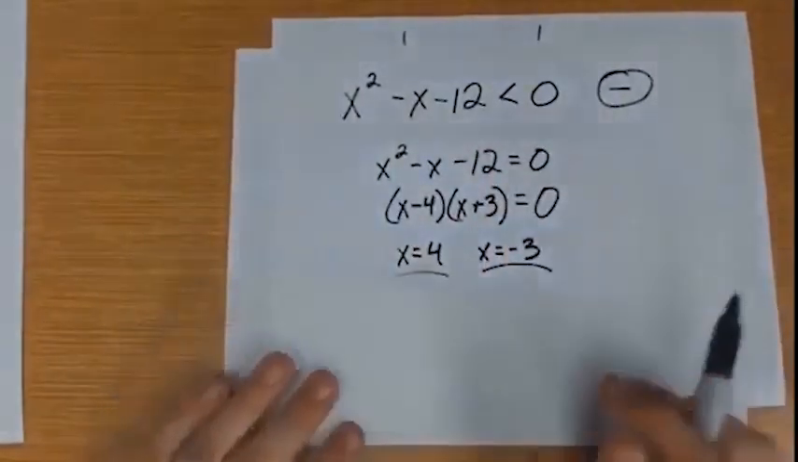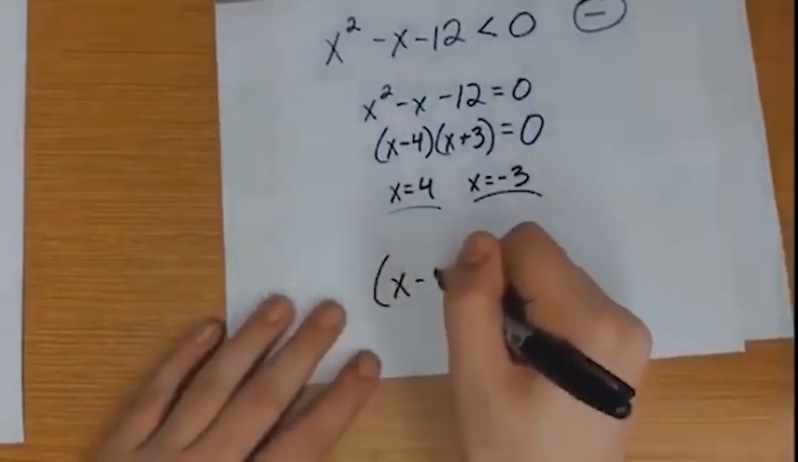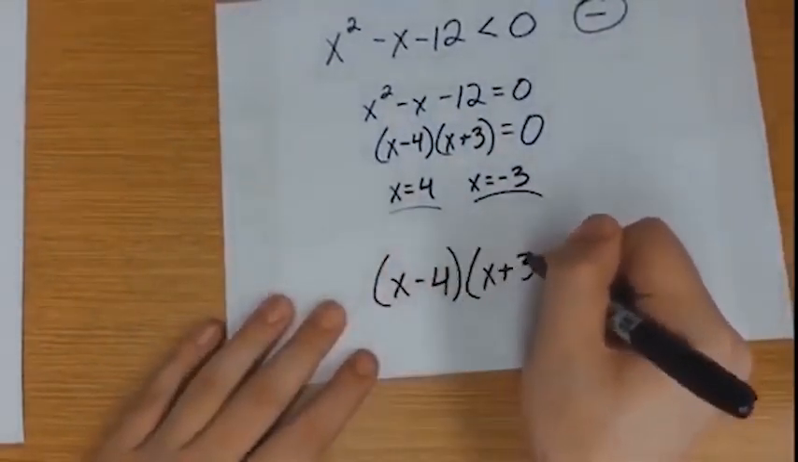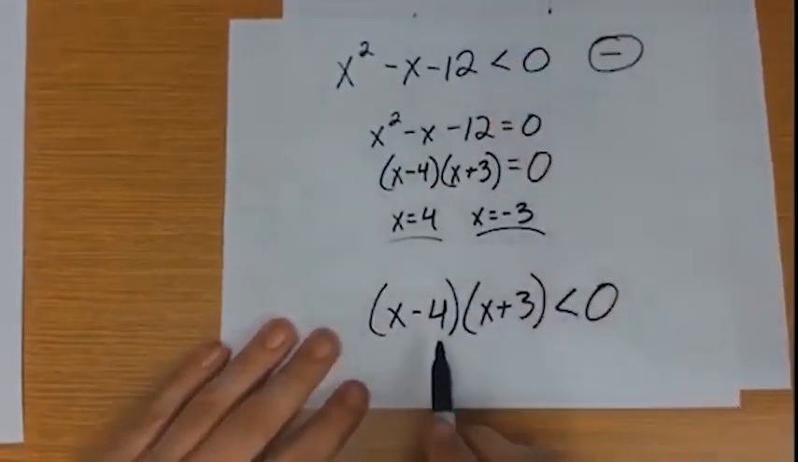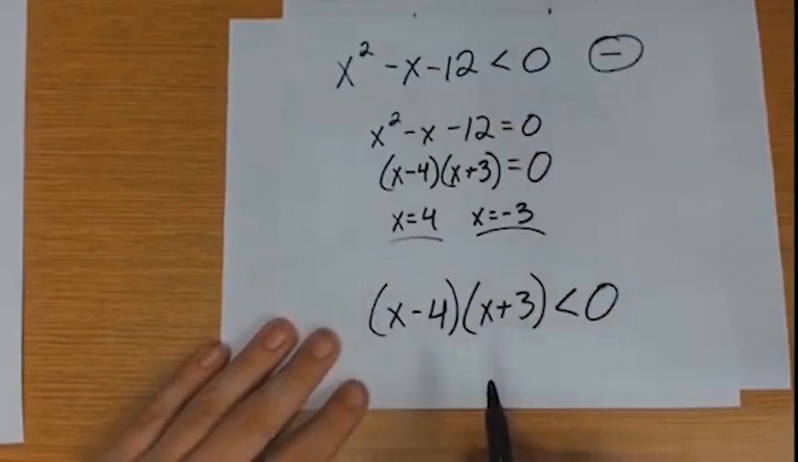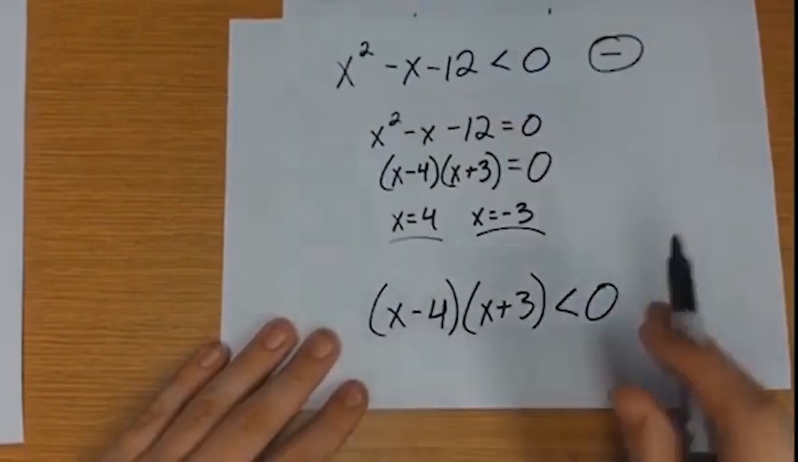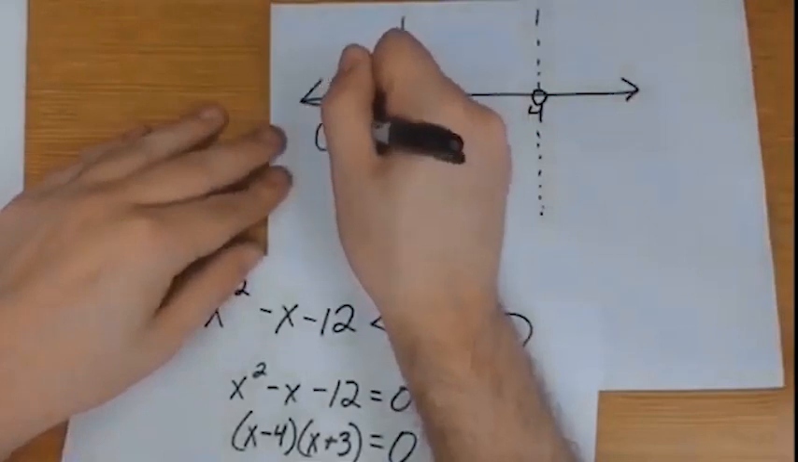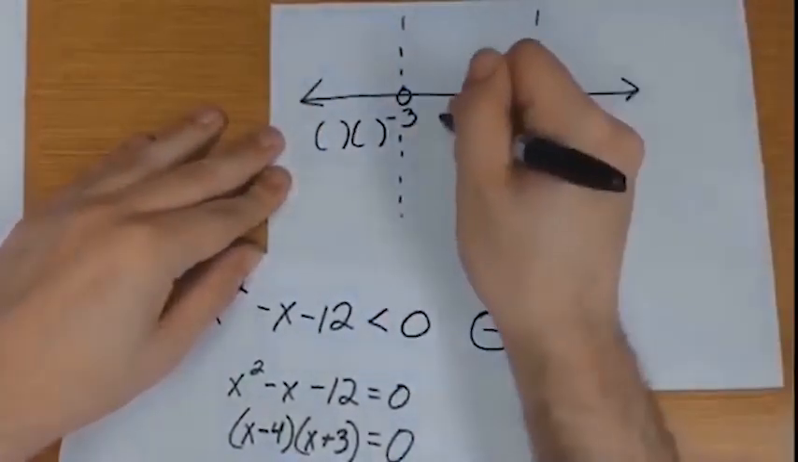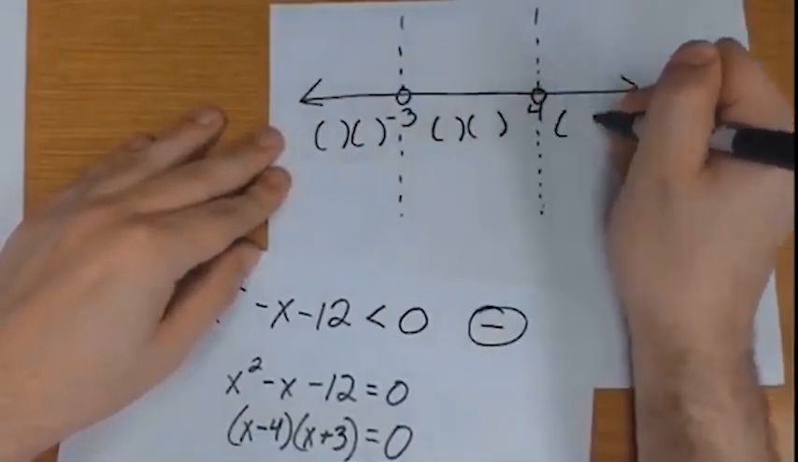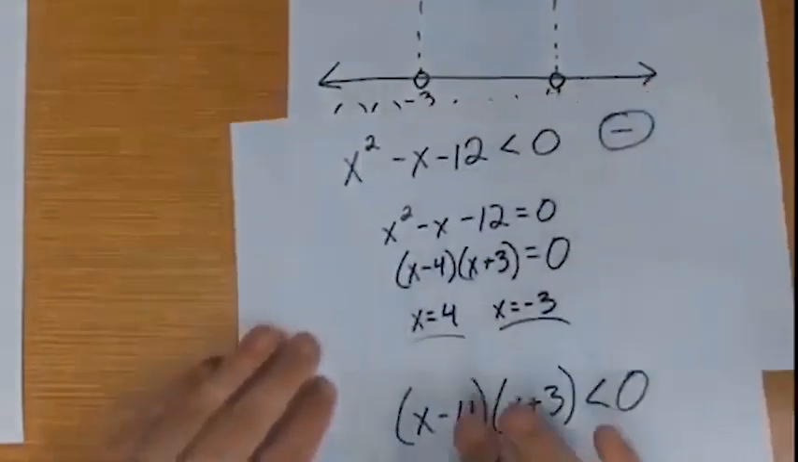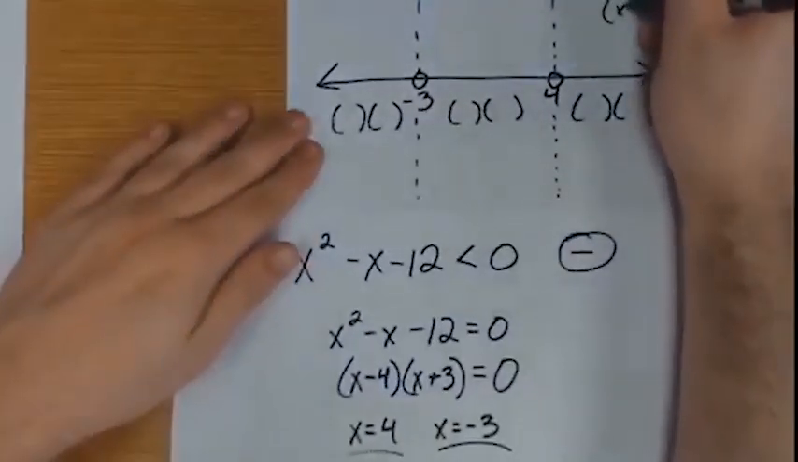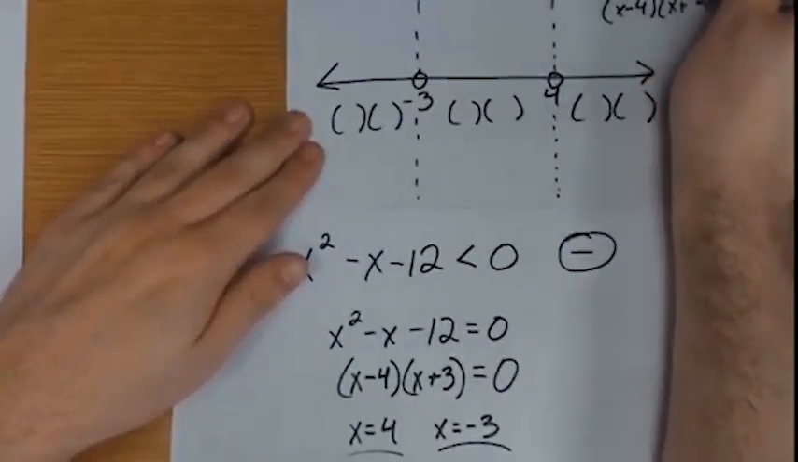If we want this to be less than 0, that means we want x minus 4 times x plus 3 to be less than 0. That's the factored form of the original. In other words, we want this to come out negative. So what I'm going to do is set up a pair of parentheses in each region we created. These parentheses represent this factored form, x minus 4, x plus 3.